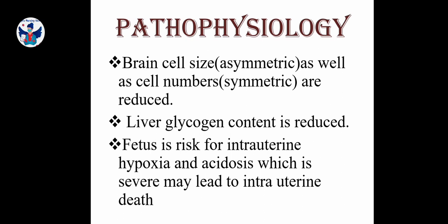Next, the brain cell size asymmetric as well as cell number symmetric is reduced. It means in the asymmetrical type, the brain cell size is reduced, and in symmetric type, the cell number, the count is reduced. Next is liver glycogen content is reduced. Next, fetus is at risk for intrauterine hypoxia and acidosis, which if severe, may lead to intrauterine death.